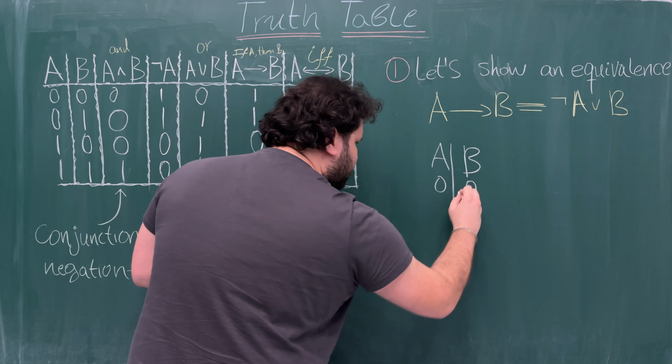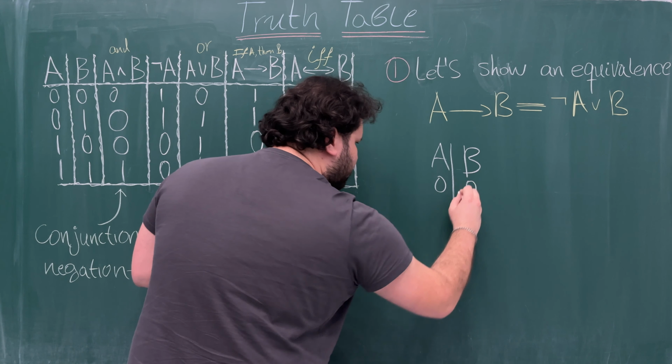Now, the first one should be easy because we already did that just a moment before. We know that an implication is false only in one case, when A is true and B is false. So look, this is false and all the others are going to be true. So this is true and this is true. Now, what about this one?